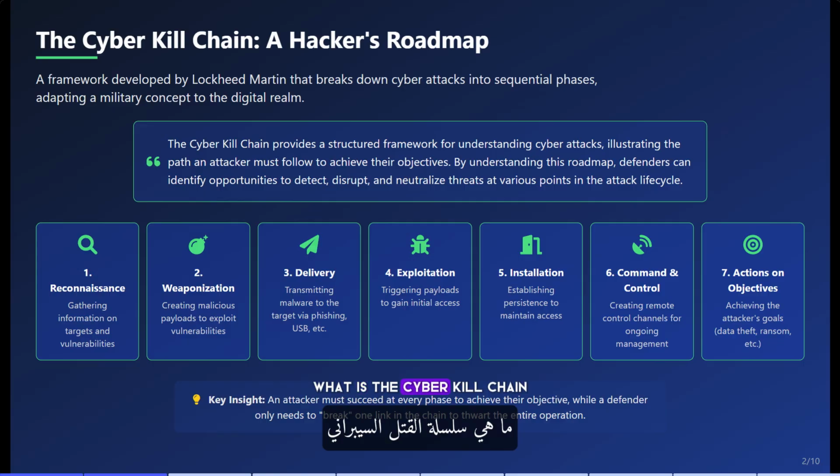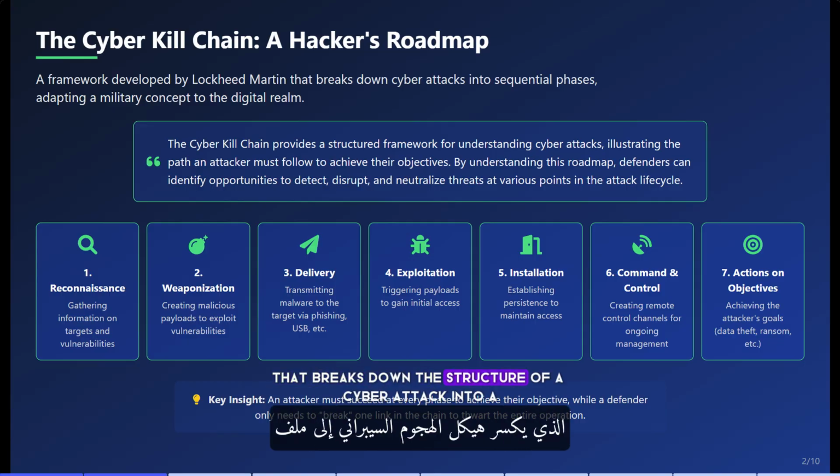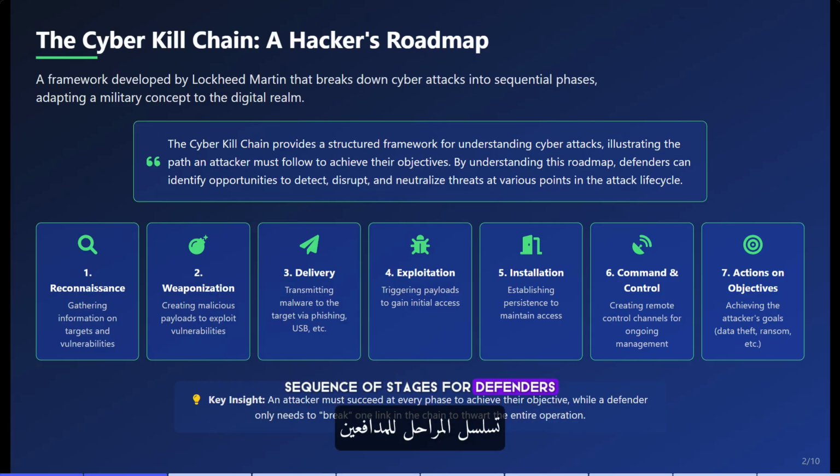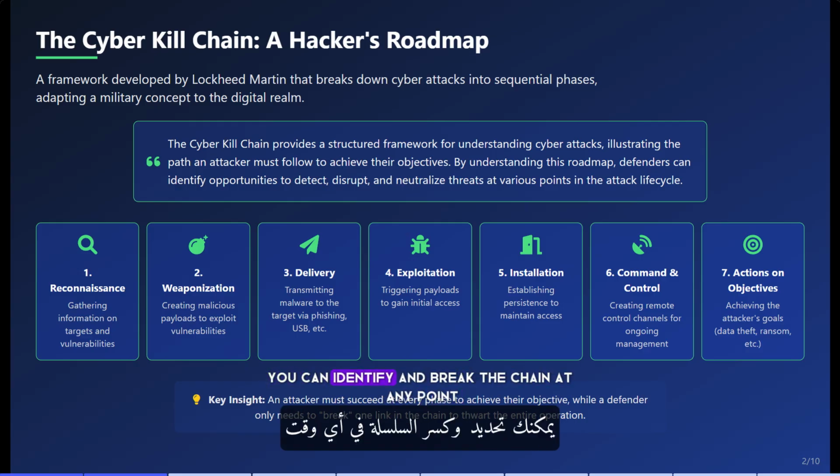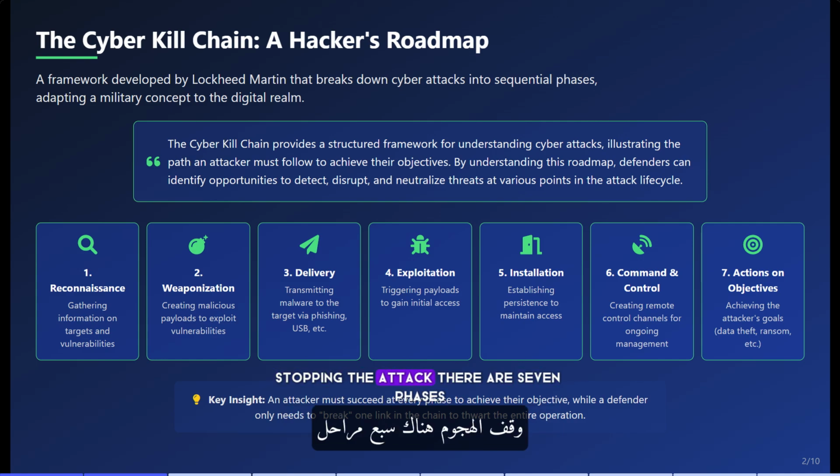What is the cyber kill chain? It's a cybersecurity model developed by Lockheed Martin that breaks down the structure of a cyber attack into a sequence of stages. For defenders, its value is immense. By understanding the stages, you can identify and break the chain at any point, stopping the attack. There are 7 phases. Reconnaissance, the attacker gathers information on the target.